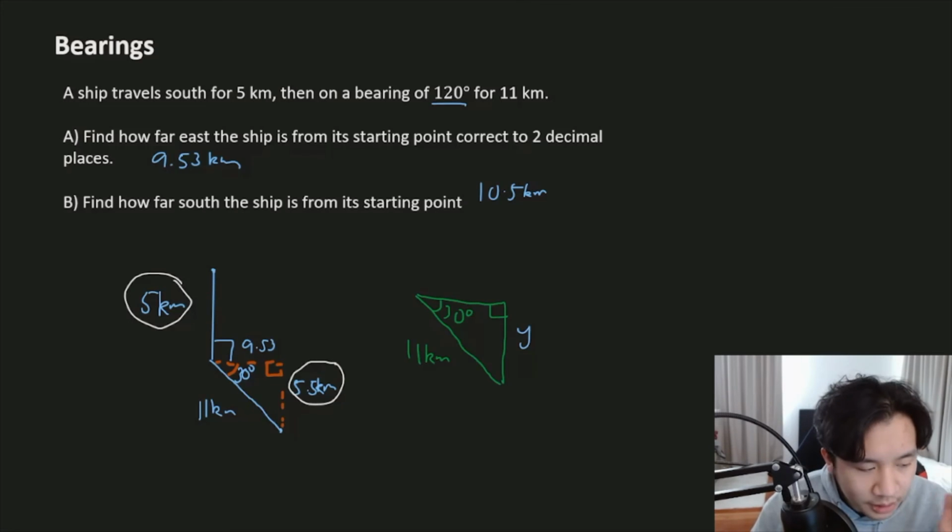So just remember for these questions, always make a triangle and then use the trig ratios to find the sides you want. And yeah, that's it for bearings.